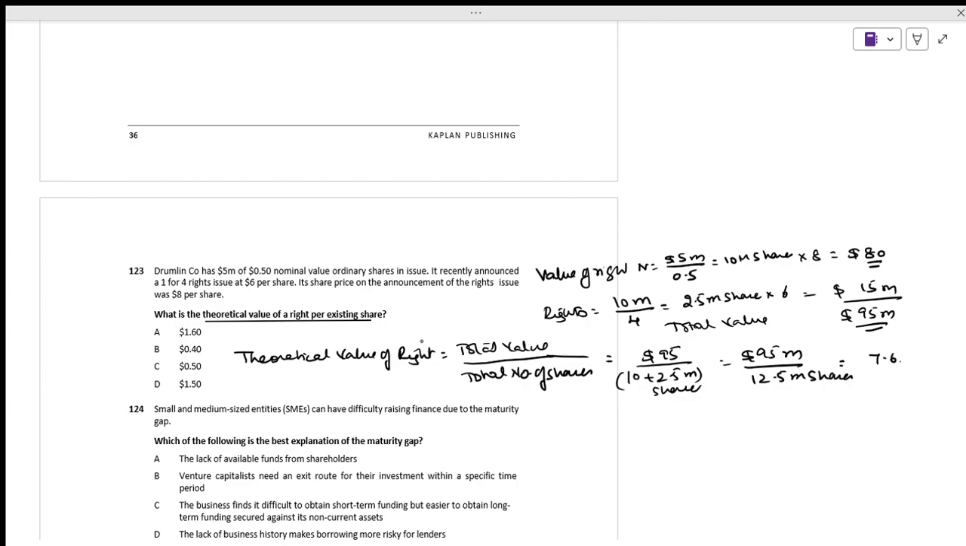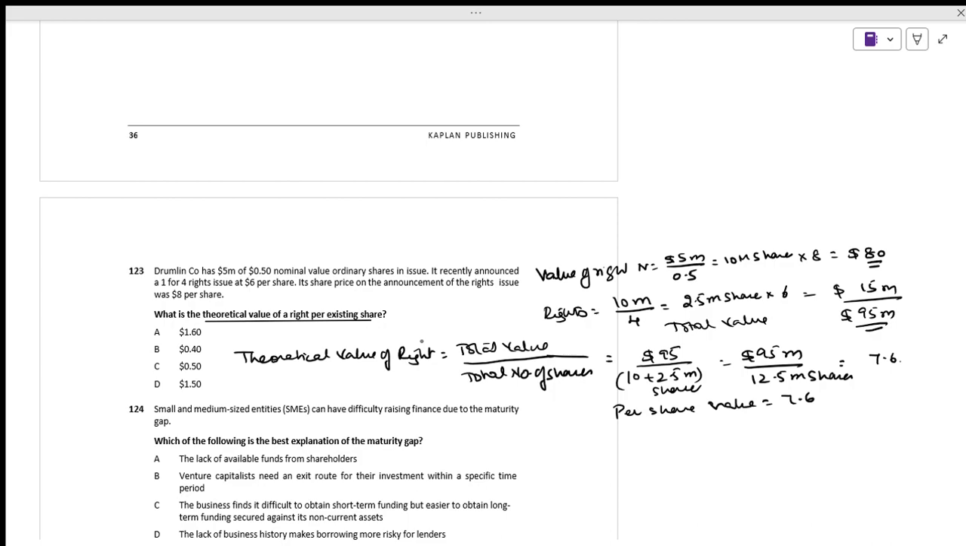Now you see, this is the theoretical ex-rights price. What are they asking us? They are asking what is the value of a right per existing share. The total per share value is 7.6.